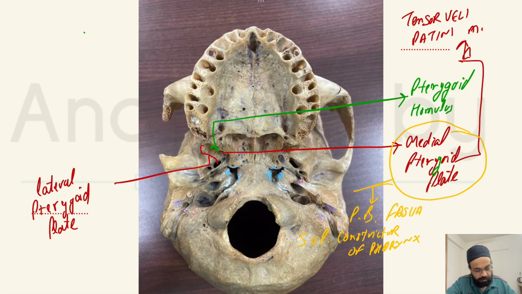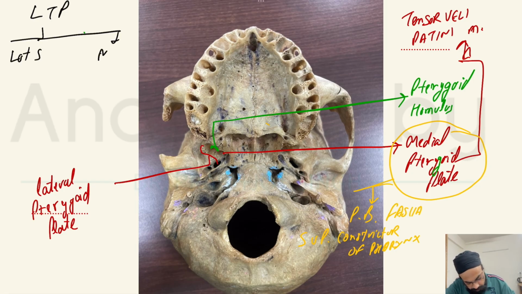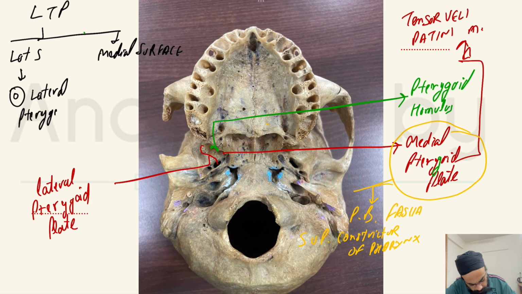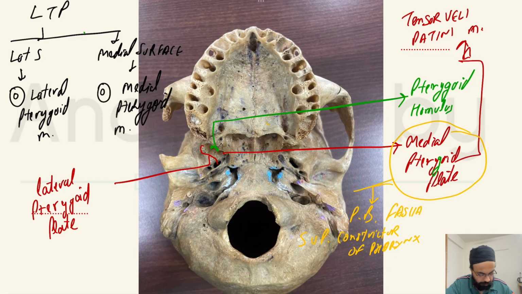Now let us talk about the lateral pterygoid plate. The lateral pterygoid plate has a lateral surface and a medial surface. The lateral surface provides origin to the lateral pterygoid muscle. The medial surface provides origin to the medial pterygoid muscle. So that is about the two pterygoid plates.